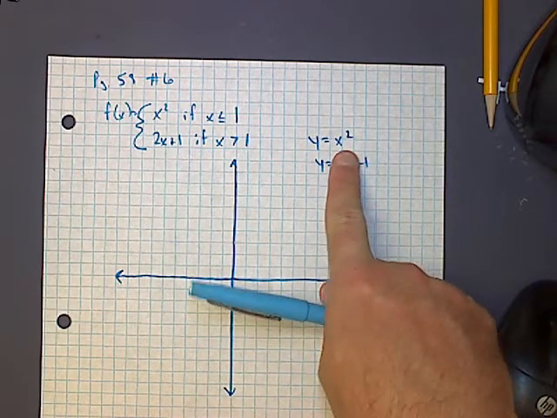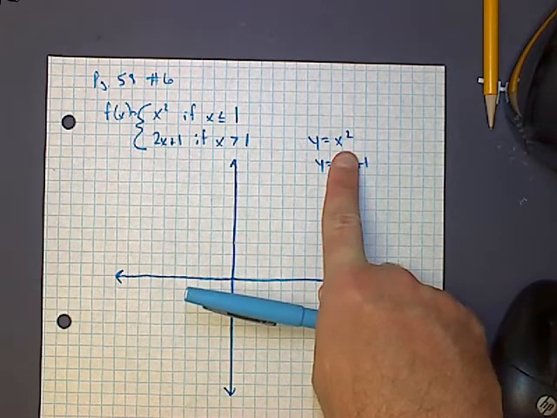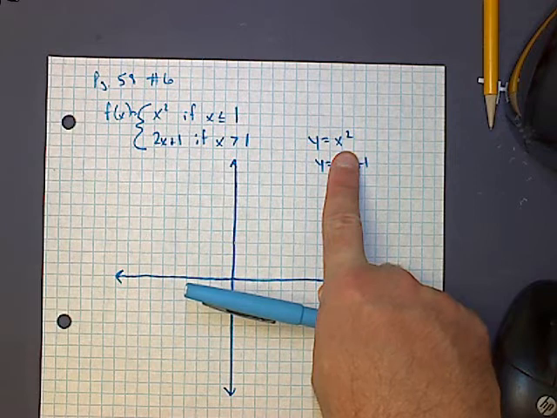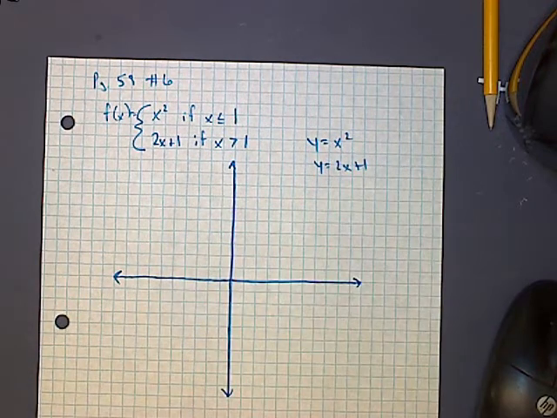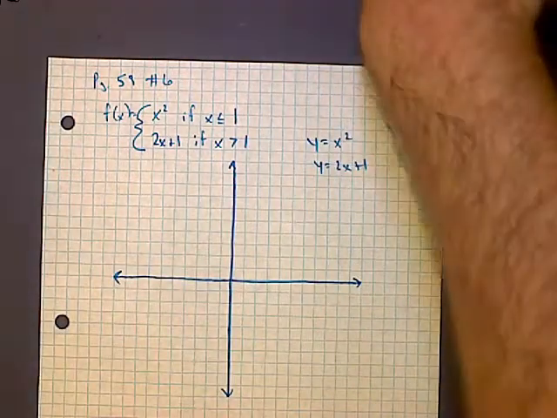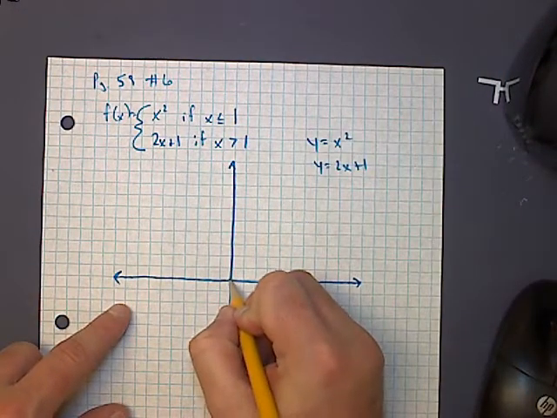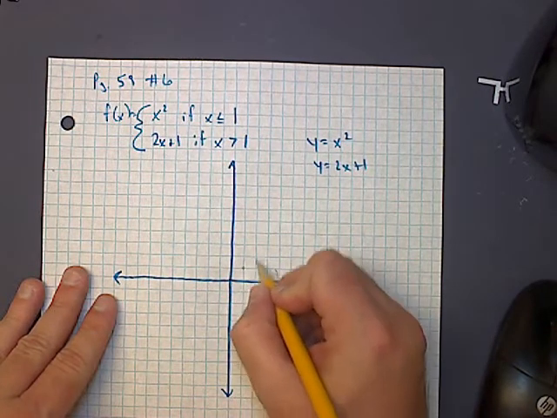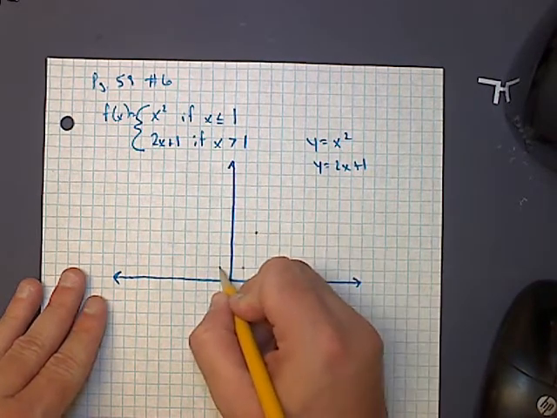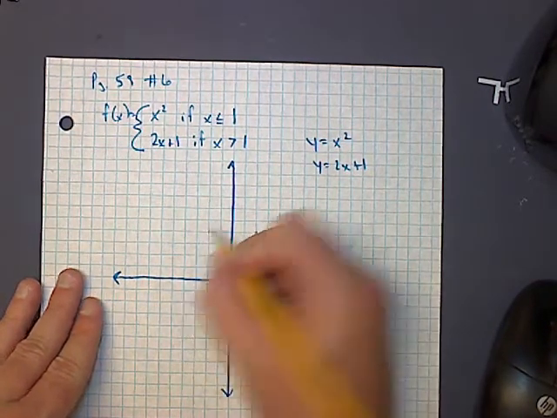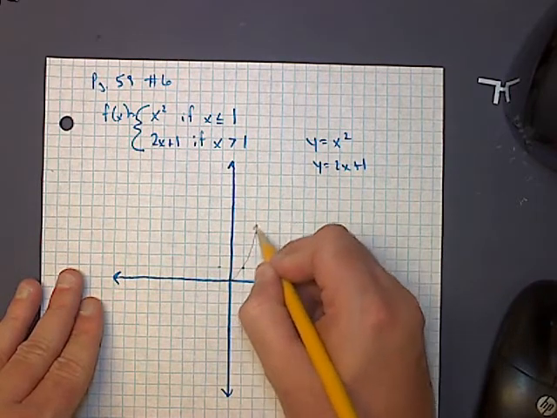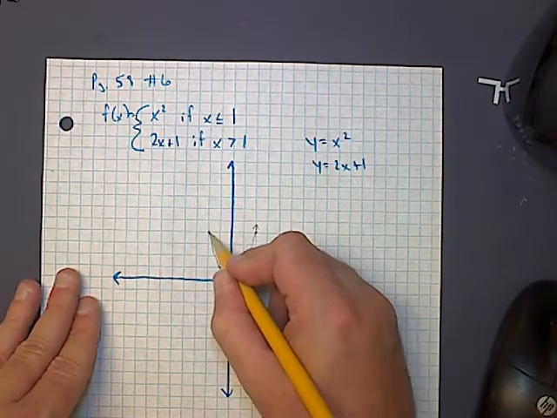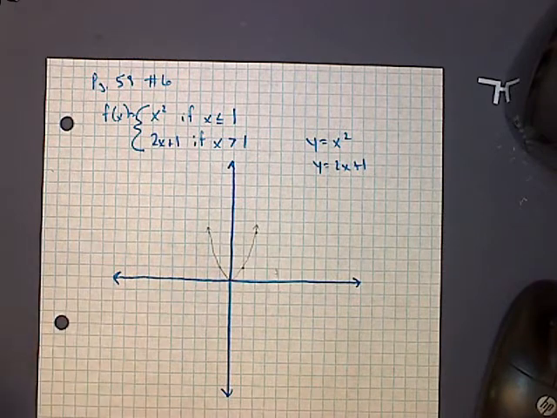Now, what type of function is this? I hope you said quadratic. We cannot use slope and y-intercept on that. We just graph the parent function, just like we've been doing in previous lessons.